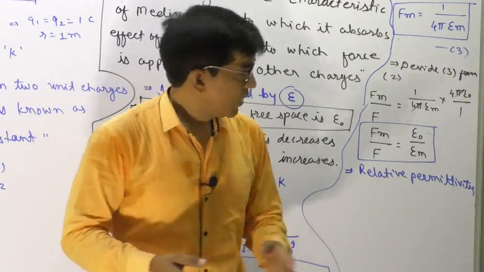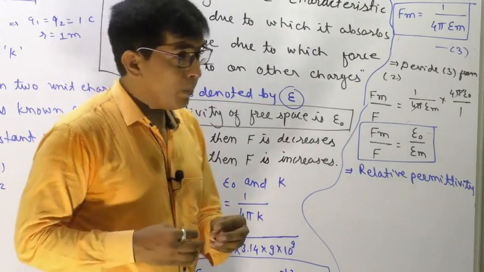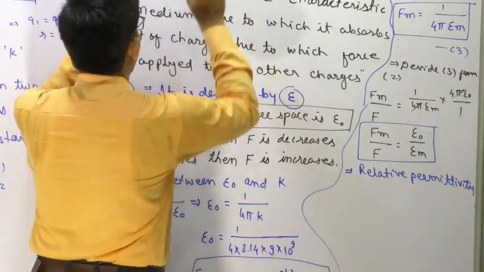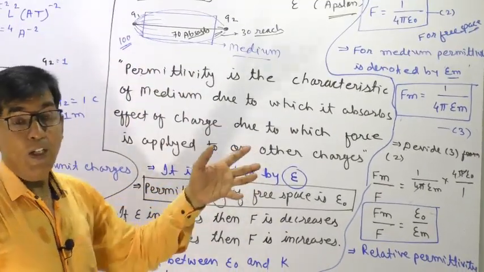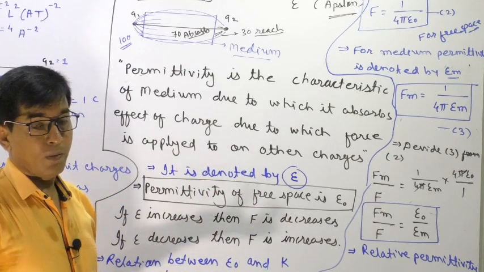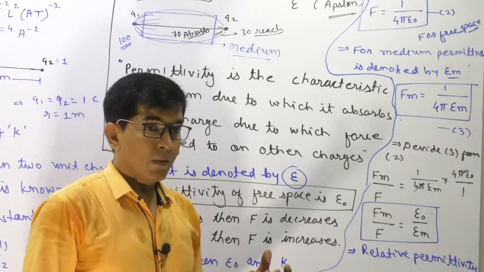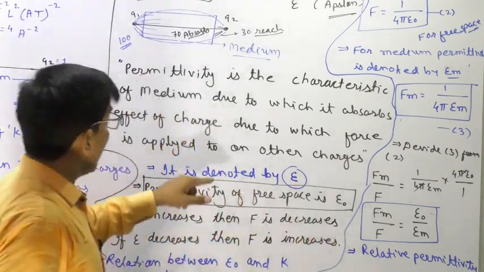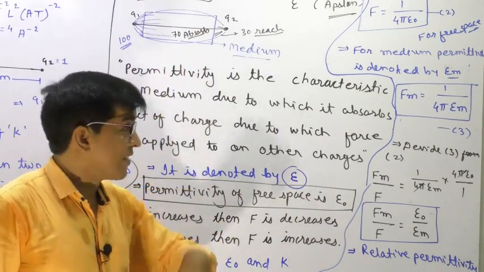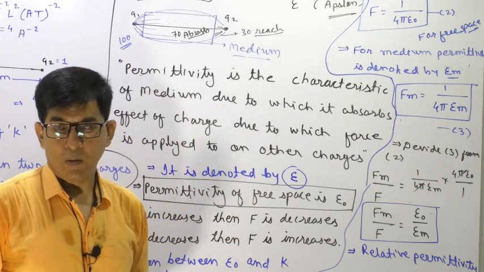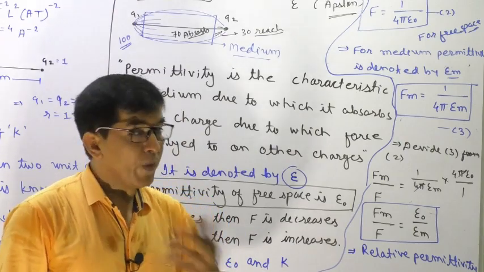In the medium, epsilon naught is a fundamental property, and if we put 2 charges in a particular medium, the value of permittivity will decrease or increase. Okay, it may increase or it may decrease. Then we can say that the permittivity of this medium is 30 times or 90 times less than free space. So we will take one reference point, which is free space.